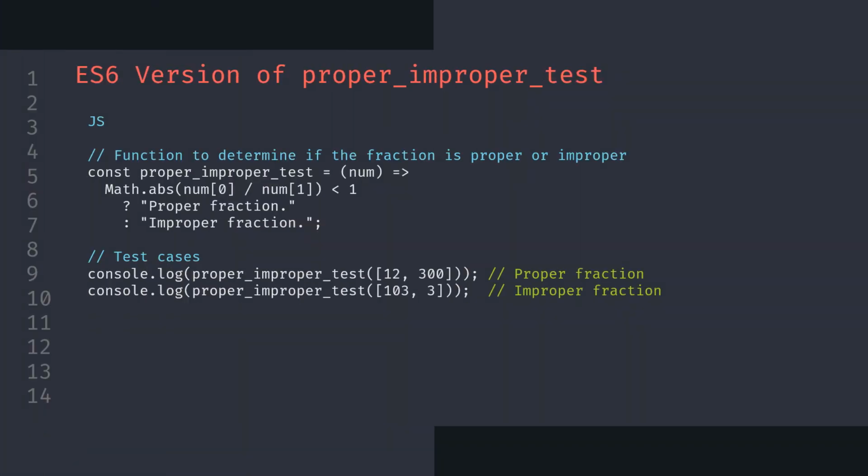The ES6 version of the program simplifies the code using an outer function and the ternary operator. It's more concise while maintaining the same logic and functionality. This version is ideal for modern JavaScript development.